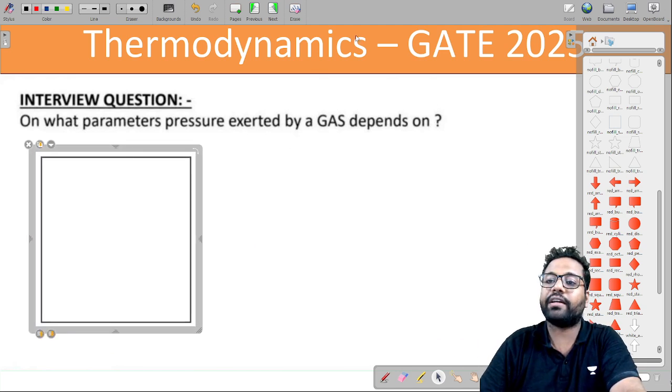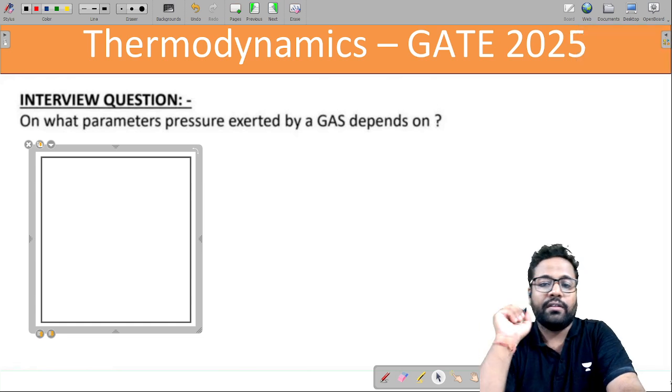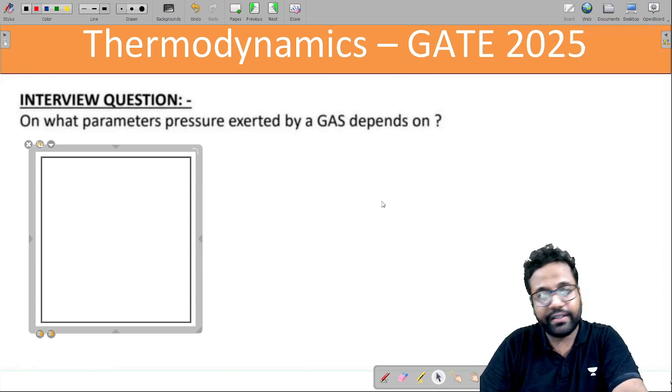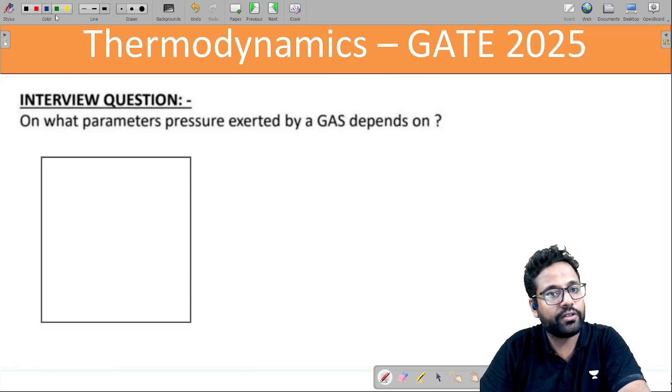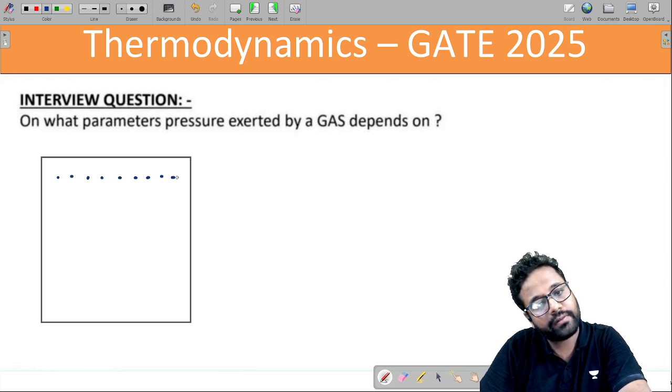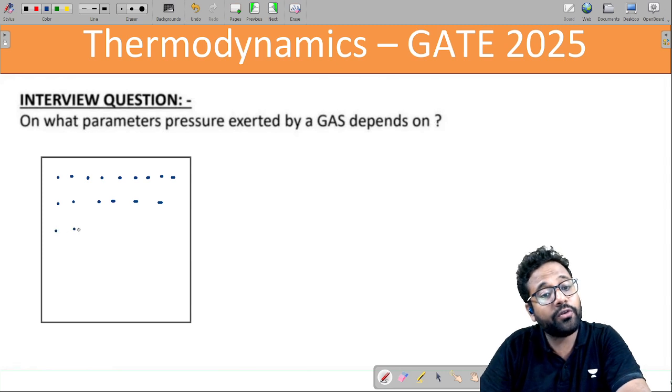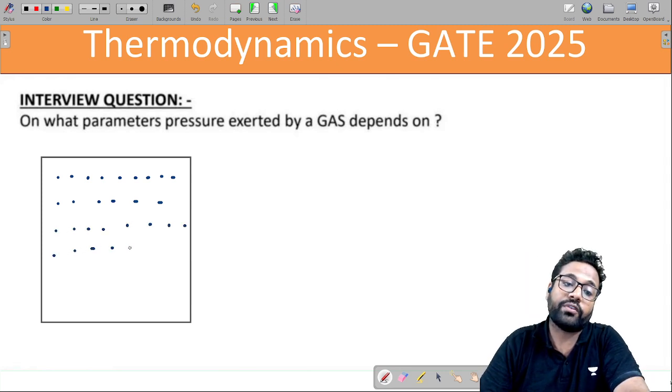Sir, let's say we have some gas inside the container. Let me draw the molecules of gas. So, bacha, how do we physically understand what pressure is? Sir, pressure is the force exerted by the given gas per unit area.